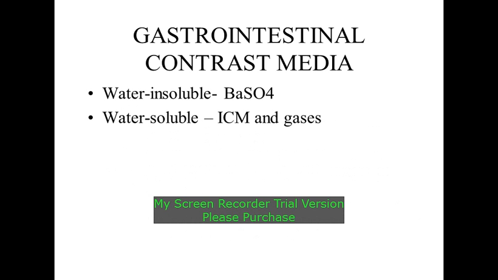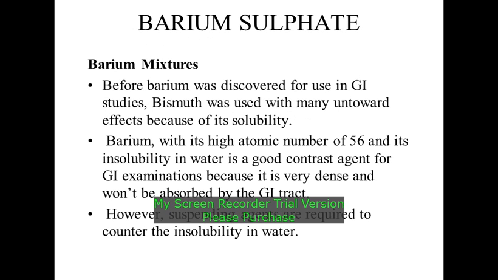Gastrointestinal contrast media. Water insoluble is the barium sulfate and water soluble is the iodinated contrast media and the gases. Barium sulfate. Barium mixtures. Before barium was discovered for use in gastrointestinal imaging, bismuth was used with many untoward effects because of its solubility. Barium, with its high atomic number of 56 and its insolubility in water, is a good contrast agent for gastrointestinal examinations because it is very dense and will not be absorbed by the gastrointestinal tract.